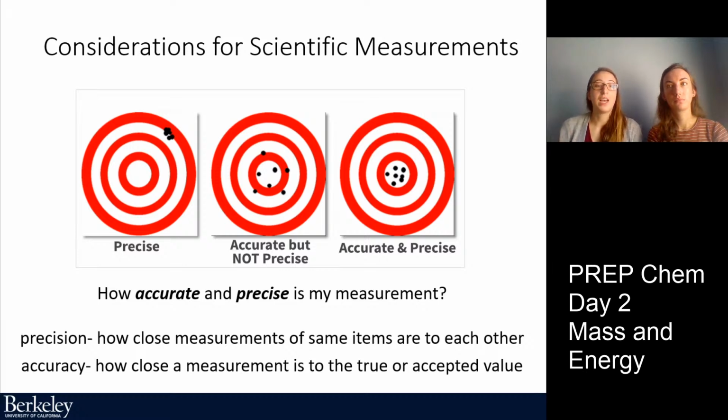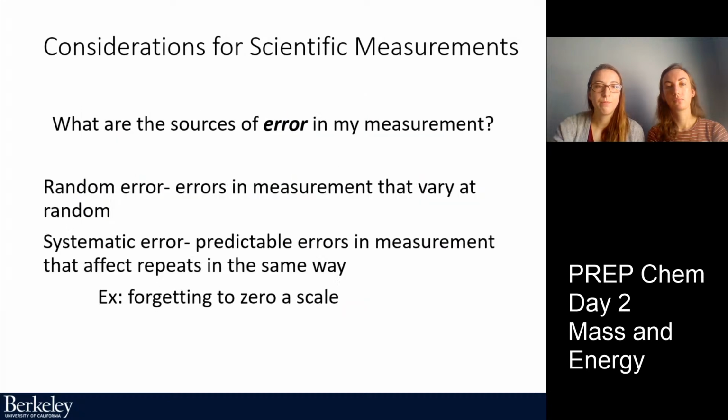But a different concept is accuracy. This is how close the measurement is to the true or accepted value. So if you know that the correct answer is 1.000 gram and you kept getting 0.8 gram over and over again, you know that you weren't very accurate. So it's important to keep this in mind in scientific measurements.